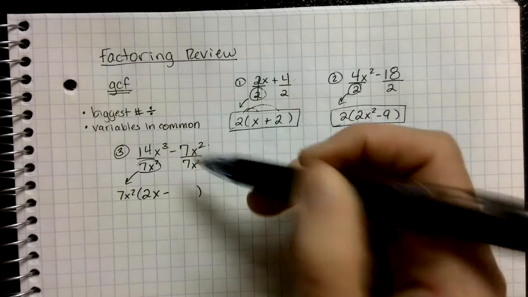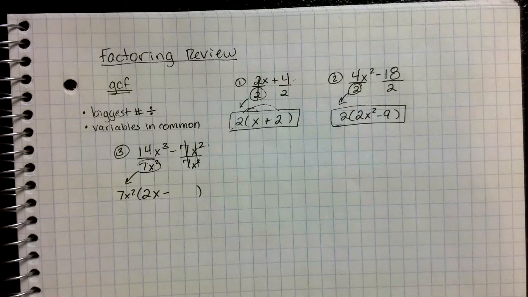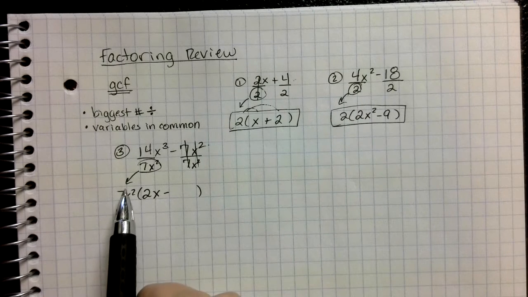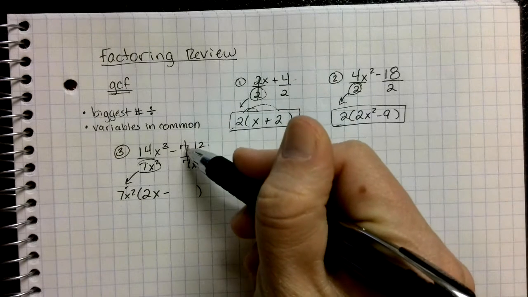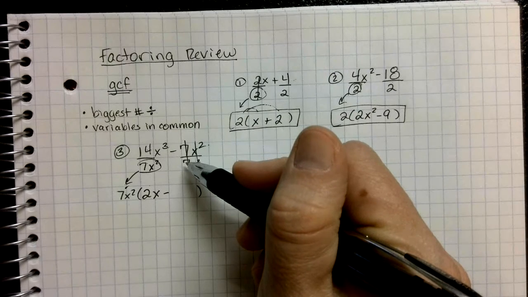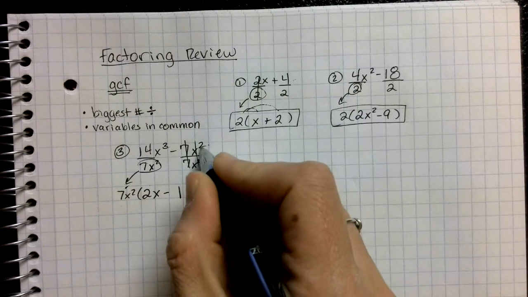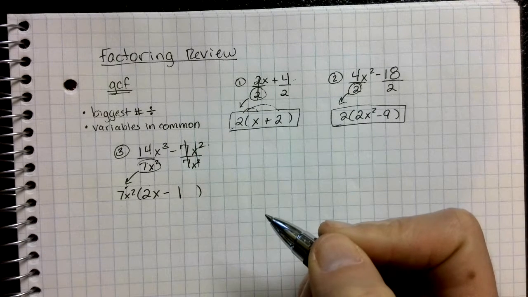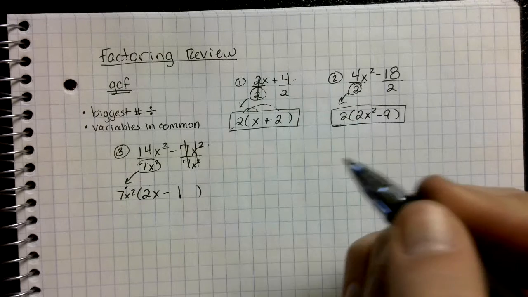Now, a lot of times here, we would just say, oh, look, this cancels out, so there's nothing left. However, if you do that, you run into a problem because when you try to distribute, you don't have anything left to multiply by. So keep in mind, if there's going to be nothing left, there has to be something. So 7 divided by 7 is 1. 2 minus 2 is 0, so there are no x's. So we end up with 7x squared times 2x minus 1.